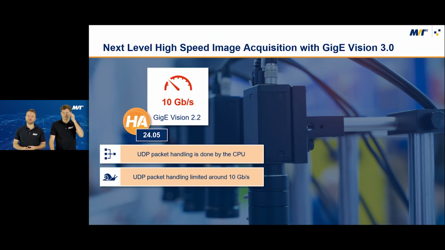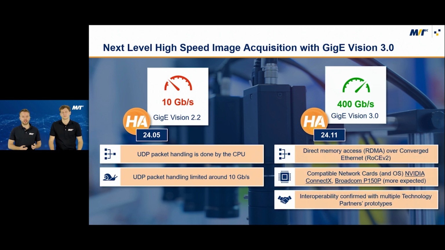For image acquisition, GigE Vision 3.0 solves the problem. And how does it do it? Now with GigE Vision 3.0, direct memory access is used, and instead of processing by the CPU, a supported network card can directly write the images into the memory. And this, on the one side, reduces the load on the CPU, and it allows you to reach way higher bandwidth. Like here, theoretically, up to 400 gigabit per second. In real applications, it's around 100 gigabit per second, but it always depends on your hardware setup.